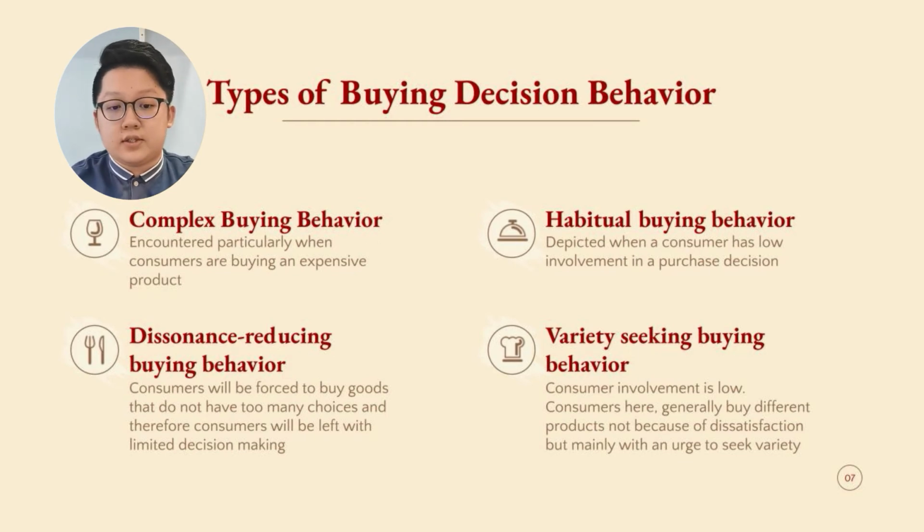And the fourth type is the variety-seeking consumer behavior. So consumer involvement is also very low. There are significant differences between brands. Here, consumers often do a lot of brand switching. The cost of switching product is very low, and hence consumers might want to try out new products just out of curiosity or boredom. Consumers here generally buy different products not because of dissatisfaction, but mainly with an urge to seek variety. So for example, buying cookies or maybe buying candies.